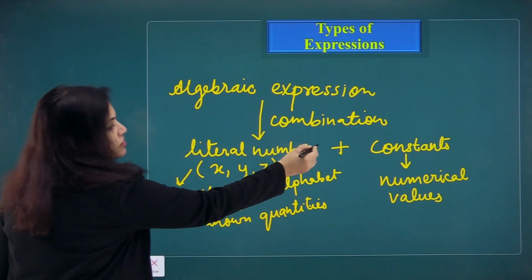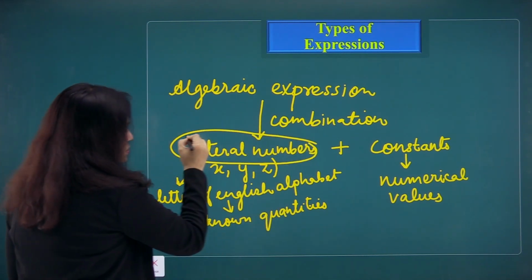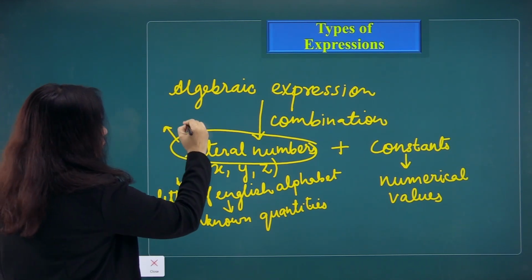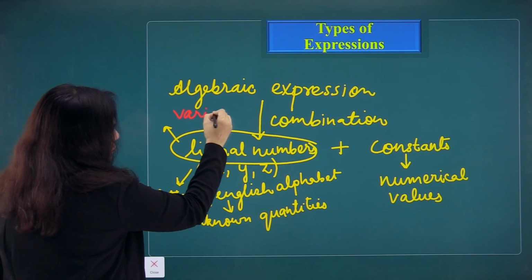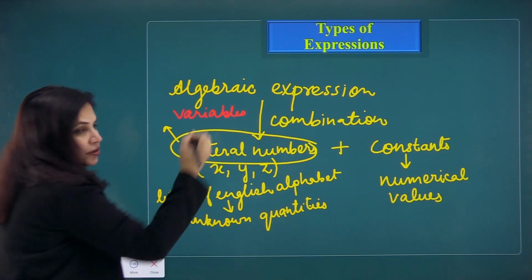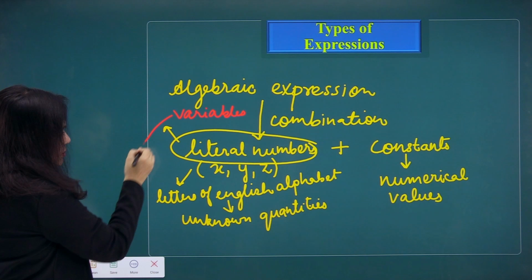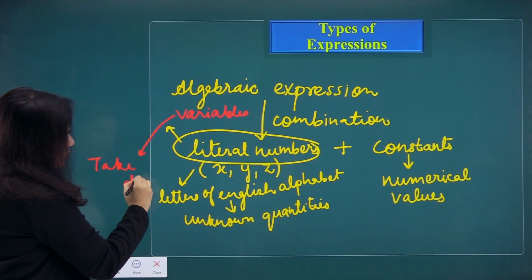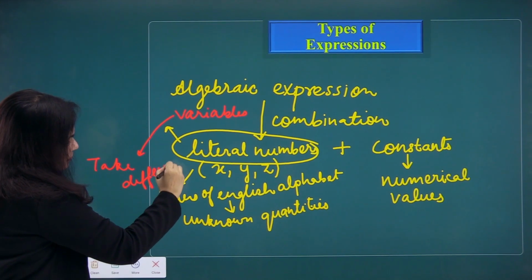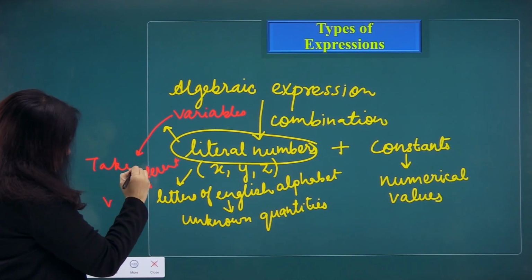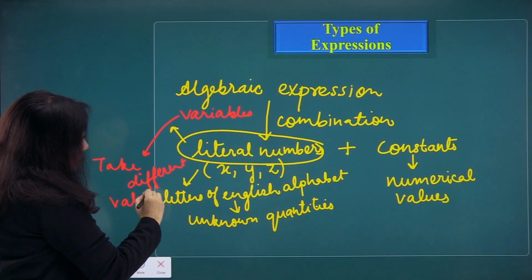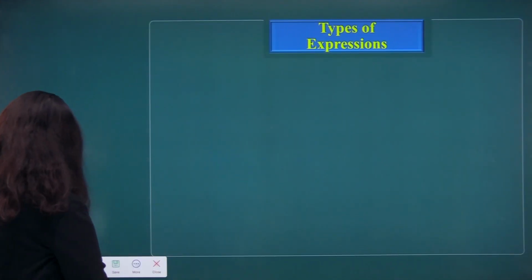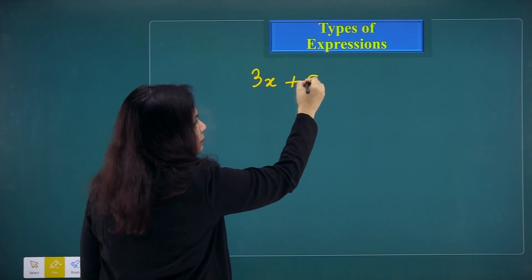These literal numbers, they are known as variables. Why do we call them variables? Because they take different values in different situations. Let us start with an example of an expression, 3x plus 5.